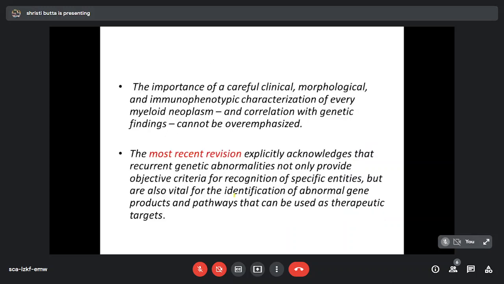The importance of careful clinical, morphological, and immunophenotypic characterization of every myeloid neoplasm and its correlation with genetic findings cannot be overemphasized. The most recent revision explicitly acknowledges the recurrent genetic abnormalities and the genetic and abnormal pathways involved in the classification of these tumors, and thereafter it allows for a better therapeutic target.